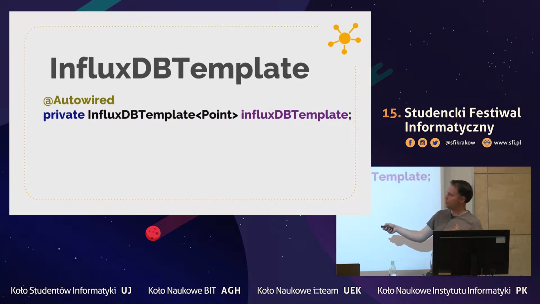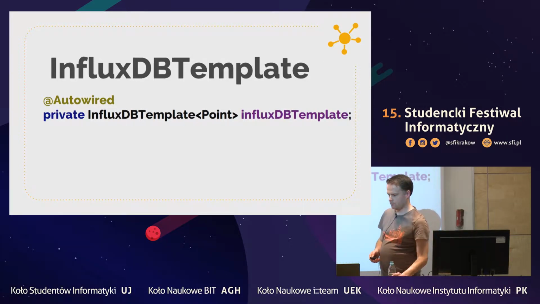We can say that we want to have an InfluxDB template with a specific point, and that it should be auto-wired by Spring, and Spring automatically makes sure that we have this available. And then we can use the same methods again. We use the same point as we've seen before, so the point doesn't really change, and we again use write to write the points to the database. So there's not much difference except that it's a little bit nicer code to write.